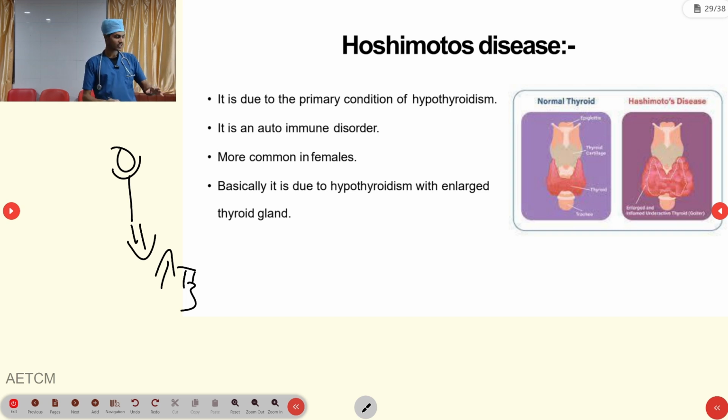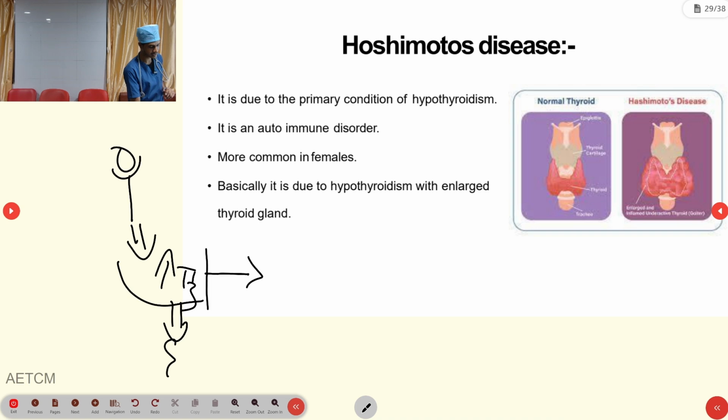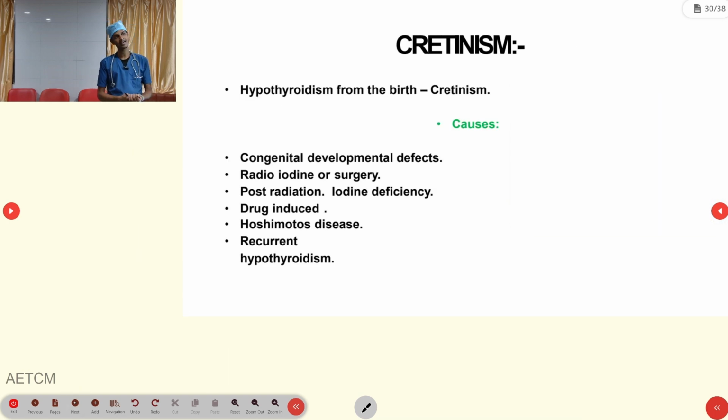As days go by, if you are not treating this condition, after some time it will enter into hypothyroidism. That condition is called Hashimoto's disease. So initially there will be an autoantibody that attaches to your TSH receptor, thereby your body will secrete more thyroid hormone. This condition is called Graves disease. Once you don't treat the condition, after some time it will go into hypothyroidism. That condition is called Hashimoto's disease. So this is regarding Hashimoto's.